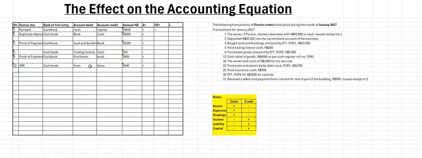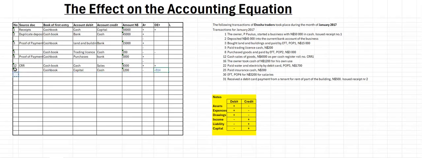On the 16th, we have a drawing that's happening, that we do not have any source document, but our first book of entry would be cash book. Account to be debited would be capital, because capital is decreasing on the debit side, so that would be capital. Okay, and then assets as well, because assets decrease on the credit side, so that would be cash. And how much was that? That was $1,200. Assets decrease and owner's equity decreases.